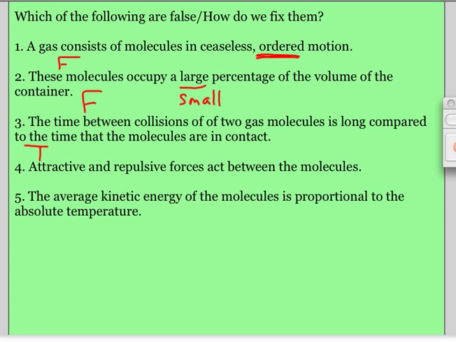Number four, attractive and repulsive forces act between the molecules. This one's kind of an iffy one. You could go either way. They do act, but they don't matter. So you could kind of say true and false, but have no effect, really. That one's kind of a tricky one. And number five, the average kinetic energy of the molecules is proportional to the absolute temperature. And we're hoping for that one you would say true.